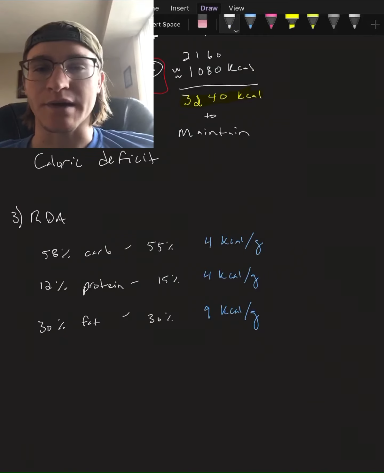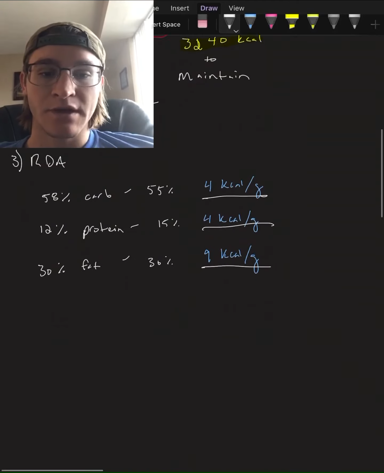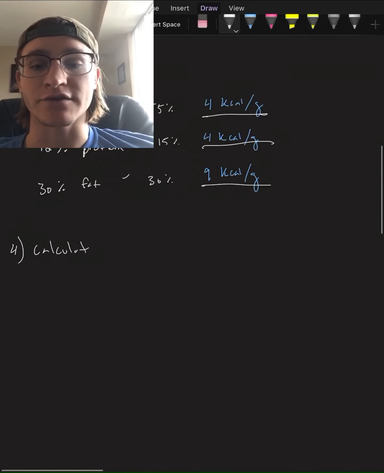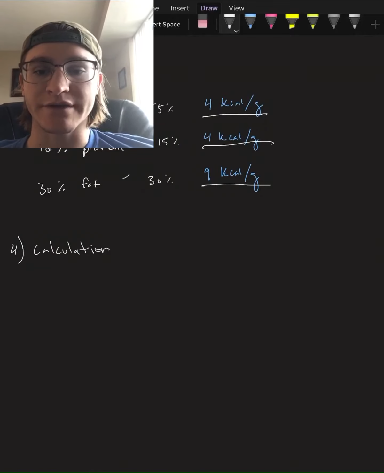Fun fact, alcohol is about 7 kilocalories per gram as well. But we're not going to talk about that right now. But keep in mind, 4 kilocalories for protein and carbs, 9 kilocalories for a fat. And fat has more energy, which makes sense and it's harder to break down.